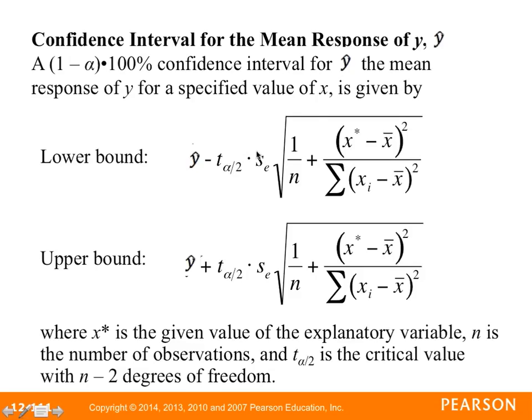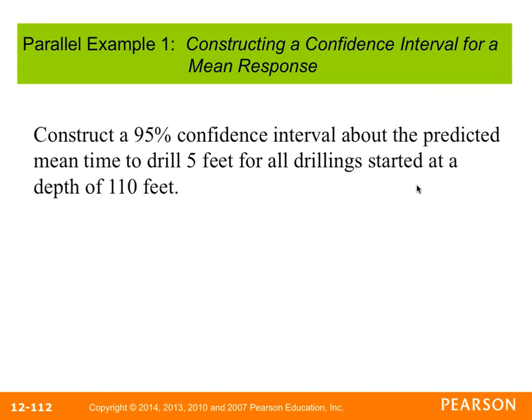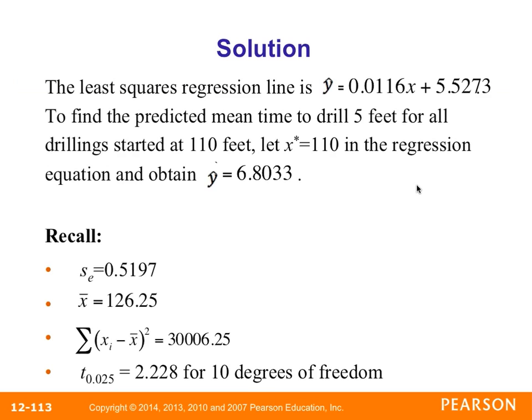We have these formulas here. These are given on your formula sheet, so there's no need to memorize this. We have y hat plus and minus our critical value, which is t alpha over 2 times SE multiplied by the square root of 1 over n plus x star. Now x star is the given value of the explanatory variable minus x bar, squared, divided by the sum of xi minus x bar, squared. n is the number of observations. t alpha over 2 is the critical value. Again, we have n minus 2 degrees of freedom.